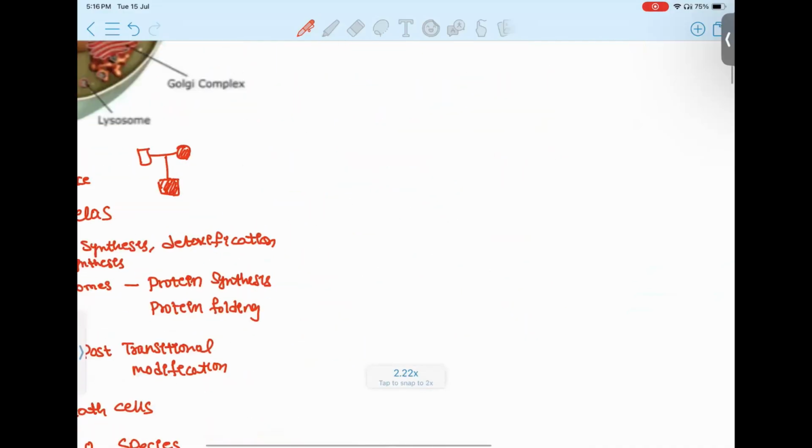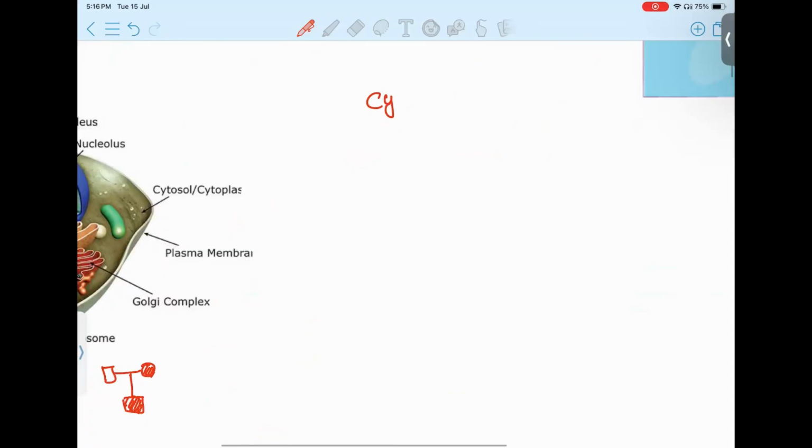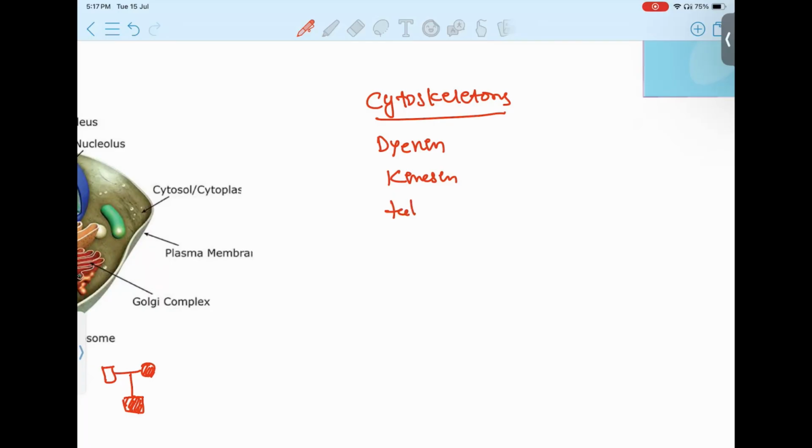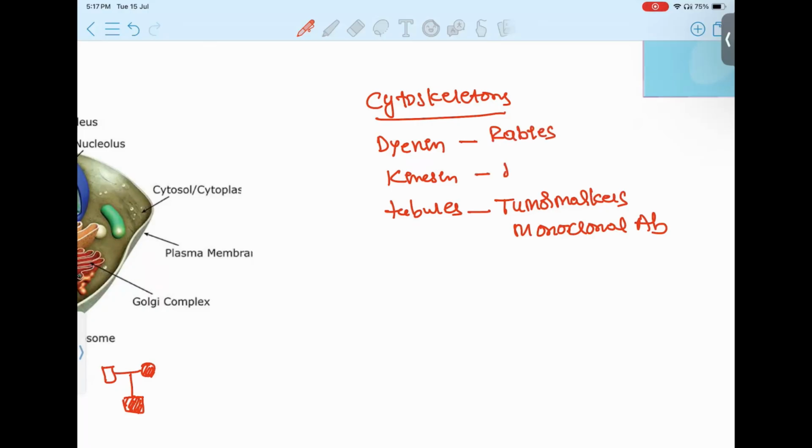And next, moving on to the cytoskeleton. Basically, we will be discussing the most important ones: dynein, kinesin, and tubulins. Tubulins are used in tumor markers and monoclonal antibodies. All this will be used in cancer studies only. And next, dynein is commonly associated with rabies infection, and kinesin will also cause retrograde disorders. What do we mean by retrograde disorders?